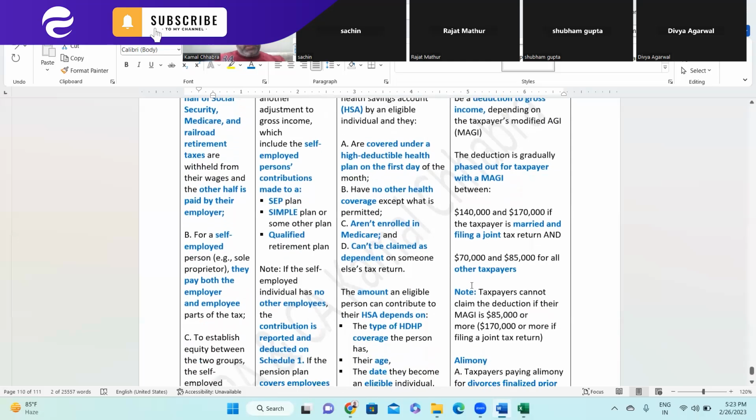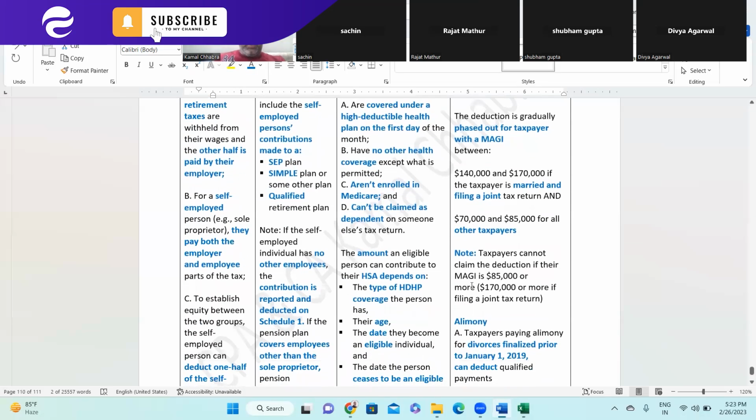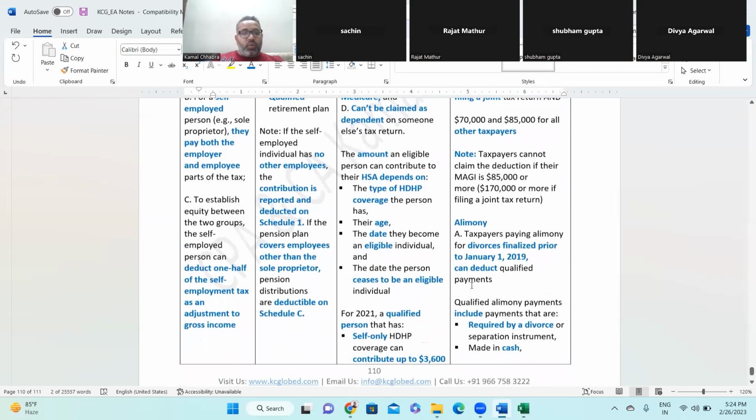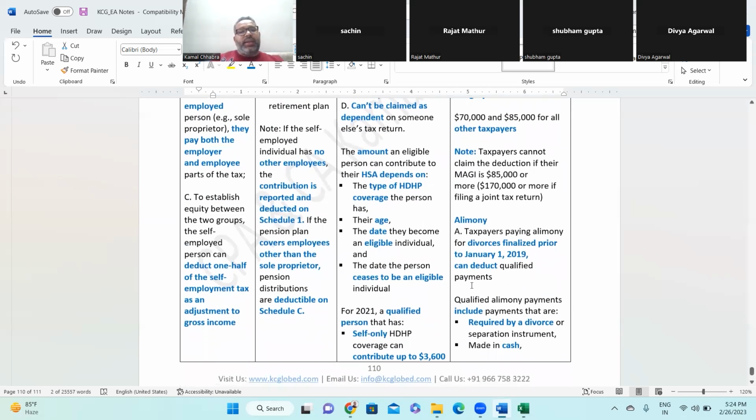For a self-employed person like a sole proprietor, they pay both the employer and employee part. When you are a practitioner, a lawyer, a doctor, an enrolled agent, a CPA, or if you are doing your own business, if you have your own shop, you play both roles, employer as well as employee, and you pay your part as well as the employer part. To establish equity between these two groups, the self-employed person can deduct half of the self-employment tax as an adjustment to gross income.